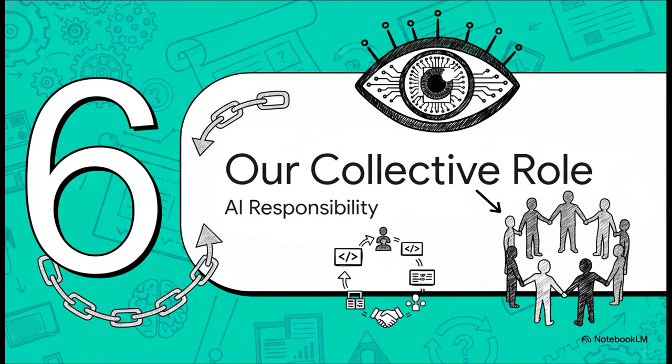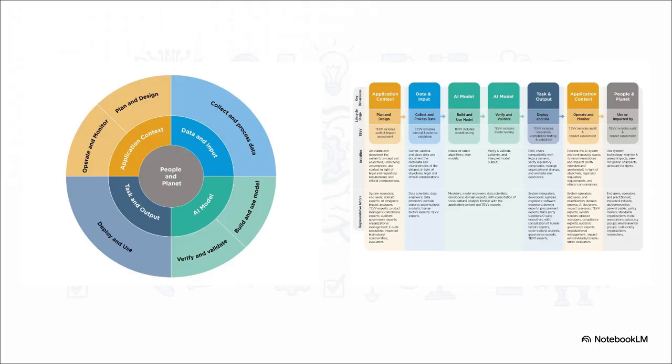Which brings us to Section 6, our collective AI responsibility. We know the blueprint, but whose job is it to actually pull this off? Managing AI risk isn't just something a coder does alone in a server room. It spans incredibly diverse dimensions. Across the entire lifecycle, from collecting data to daily operations, everything orbits around people and planet. And that means you need totally different experts at every single stage.